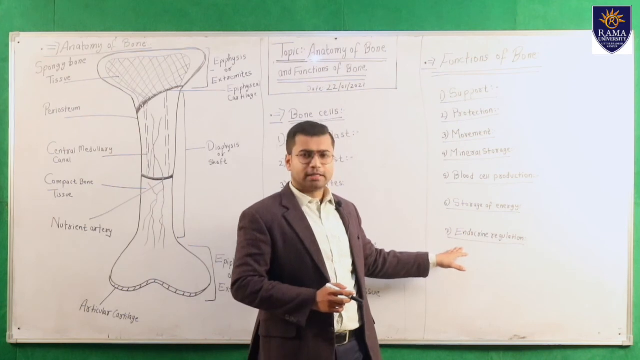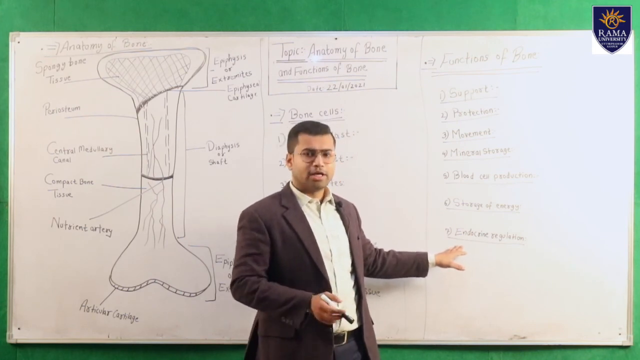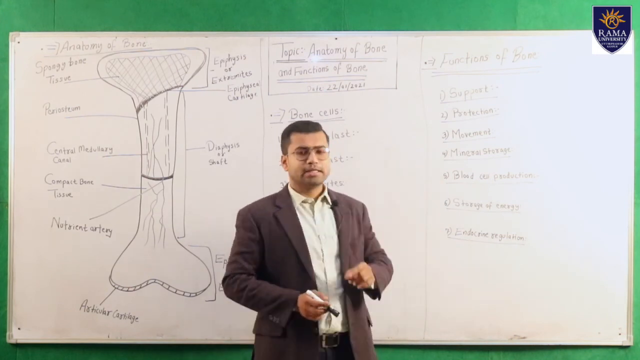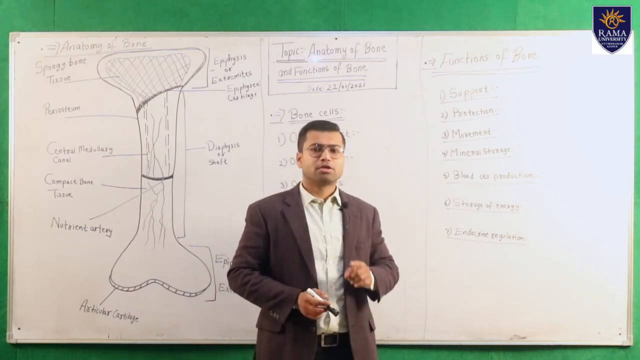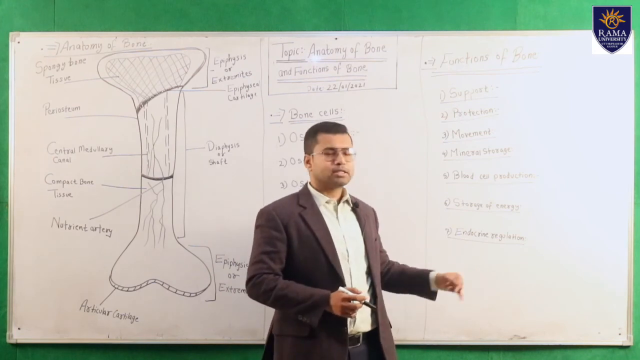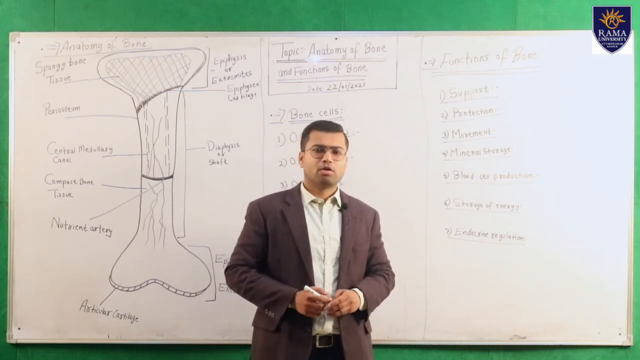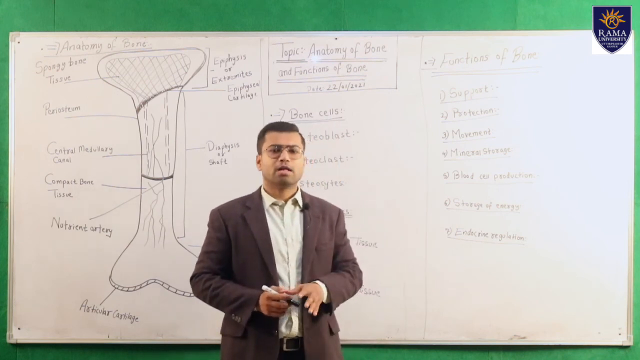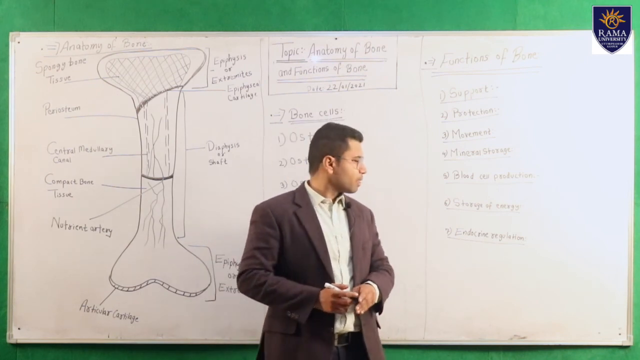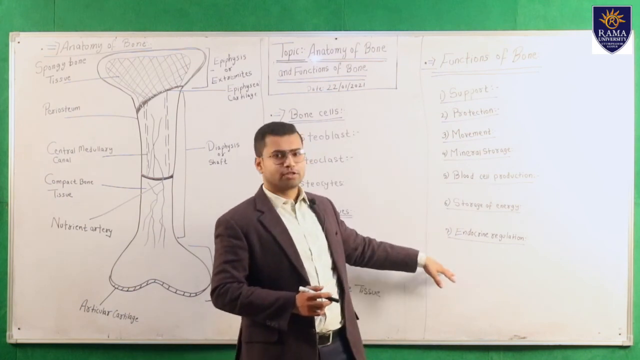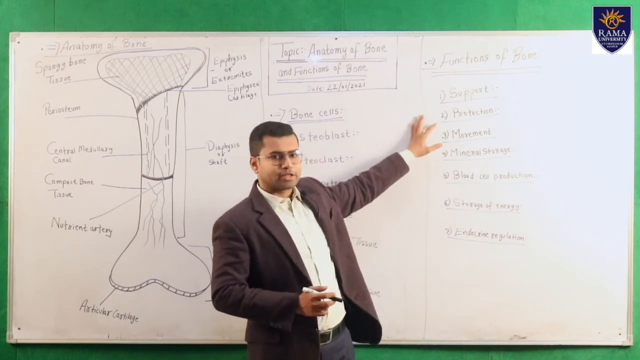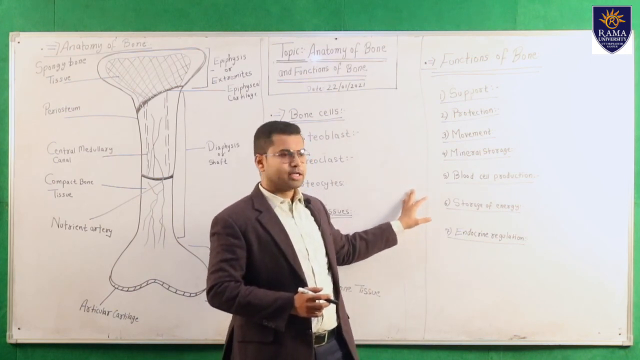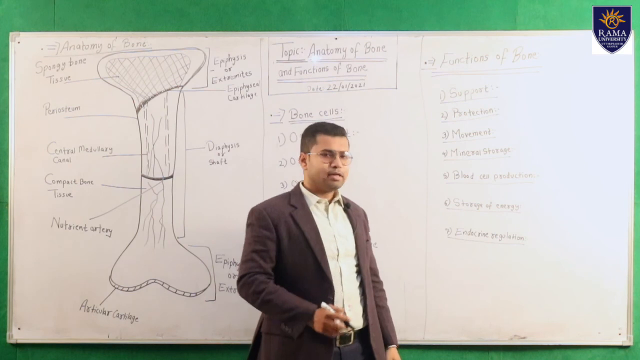The next and last function is endocrine regulation. In endocrine regulation, the bone mainly produces a hormone known as osteocalcin. This osteocalcin hormone regulates the blood sugar level and also helps in the fat burn process. So these are all the functions of bone: support, protection, movement, mineral storage, blood cell production, storage of energy, and endocrine regulation.